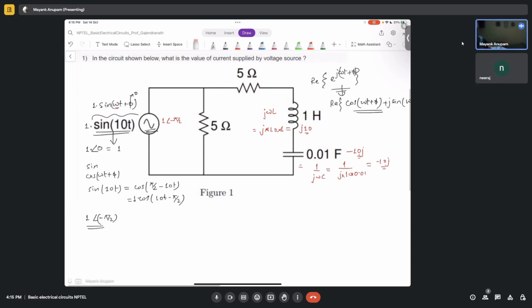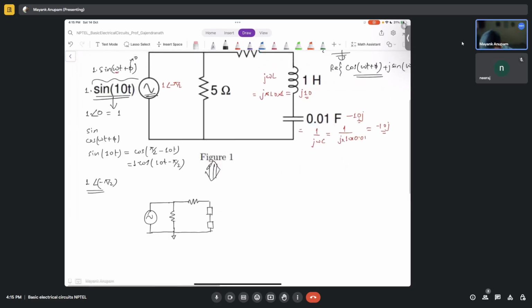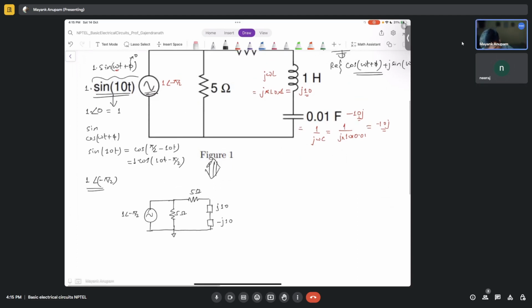Now since we have everything, let's make an equivalent picture. We have a voltage source here, a resistor here, another resistor here, then an impedance here and another impedance here. The resistors are 5 ohms each, the source is 1 angle minus pi by 2, this impedance is j times 10, and this one is minus j times 10.